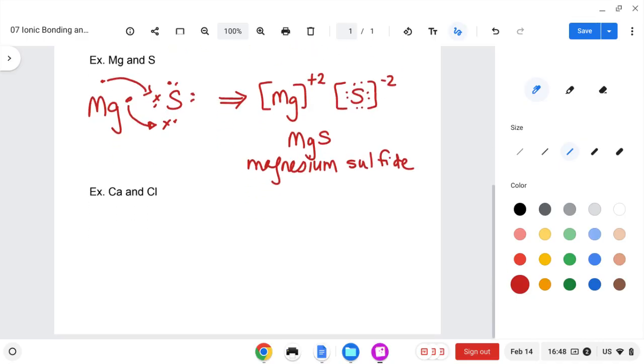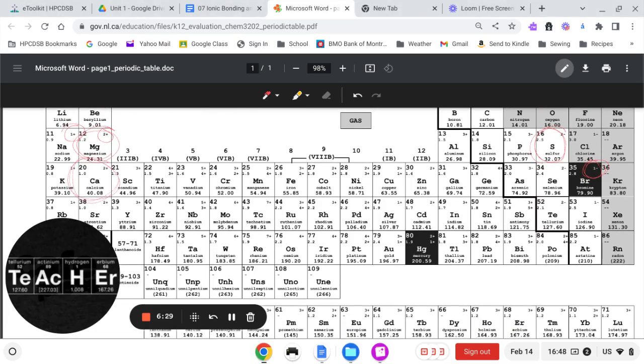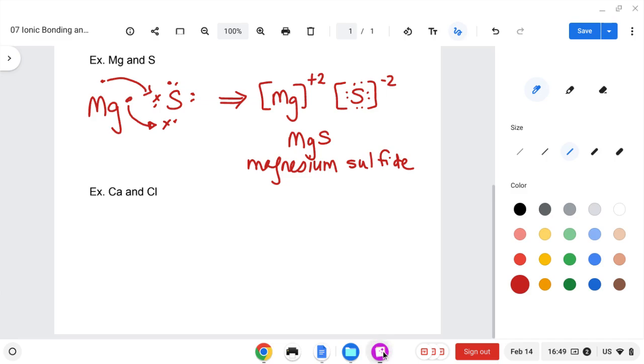Last example that we'll do is calcium and chlorine. So we head over to the periodic table. Here's calcium right here. He's sitting in group 2. He has 2 valence electrons. And then here's chlorine. You can see my circles. He's sitting in group 17, which means he has 7 valence electrons. So we set this up. Calcium has 2 valence electrons. Chlorine has 7. 1, 2, 3, 4, 5, 6, and 7.